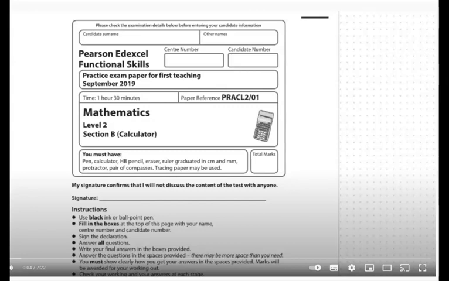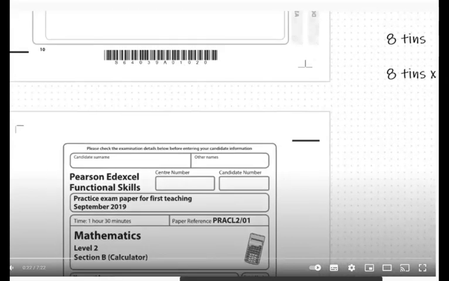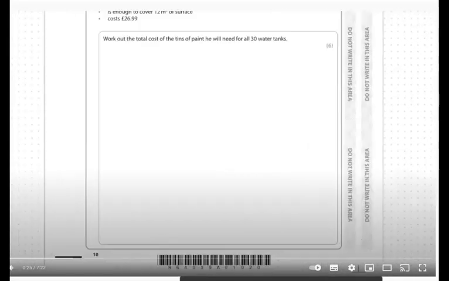Surface area has appeared in numerous forms and on numerous papers, so this is just a look at an example of using surface area. The explanation for the questions in a Functional Skills Level 2 maths reformed paper. The paper reference is as on the screen. Okay, so let's go and find the question for this particular video.